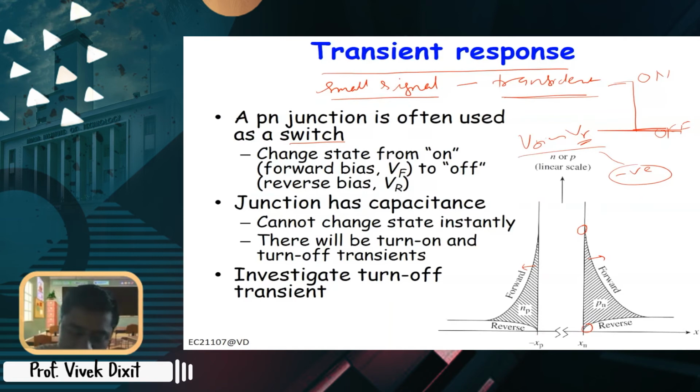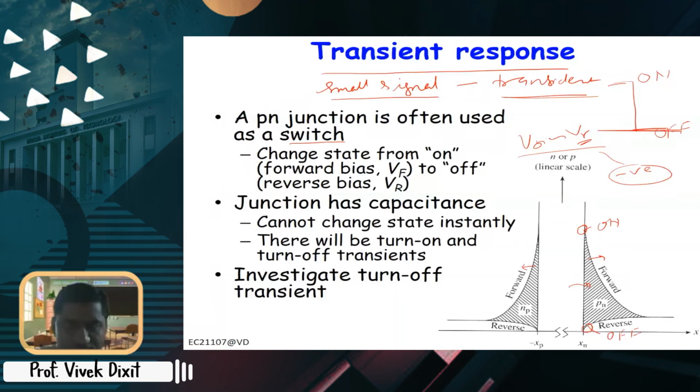So when you turn from on to off, this amount of charge has to be removed. And similarly, when you turn from off to on, this much charge has to be injected. So that means a diode will not immediately turn on or turn off. It will take some time because charge cannot be instantaneously removed.